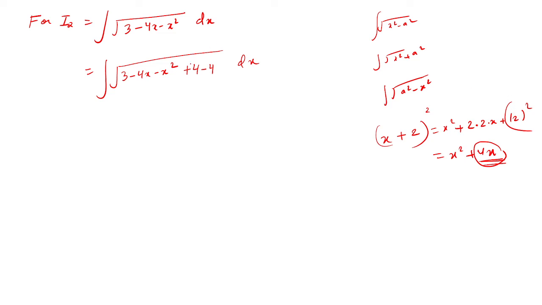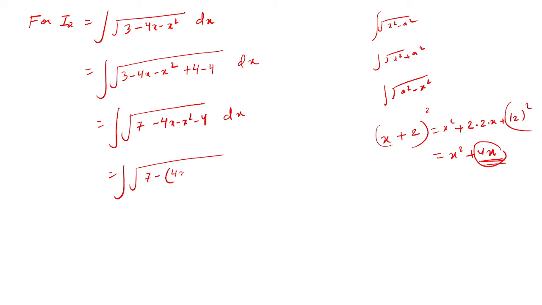So because of that, I'm just adding 4 and subtracting 4, alright? So you bring this 3 plus 4, make it 7. So you'll be left with 7 minus x squared minus 4x minus 4, dx, okay? And then take a negative term common. So when you take the negative, you are left with x squared plus 4x plus 4, dx.